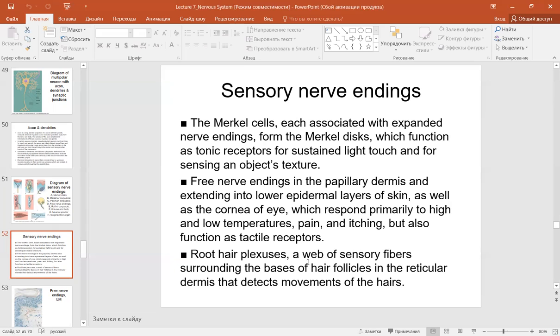Root hair plexus is a web of sensory fibers surrounding the bases of the hair follicles in the reticular dermis that detects movements of the hairs.